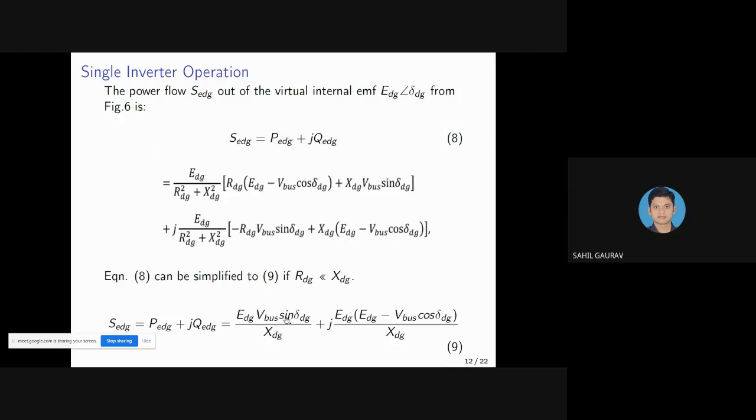But now if we take the case of a high voltage network in which the transmission line is mainly inductive, then this expression can be simplified by considering R_DG much less than X_DG, and can be written as equation number 9. So equation 8 becomes equation 9 if we consider a high voltage line in which the transmission line is mainly inductive in nature.